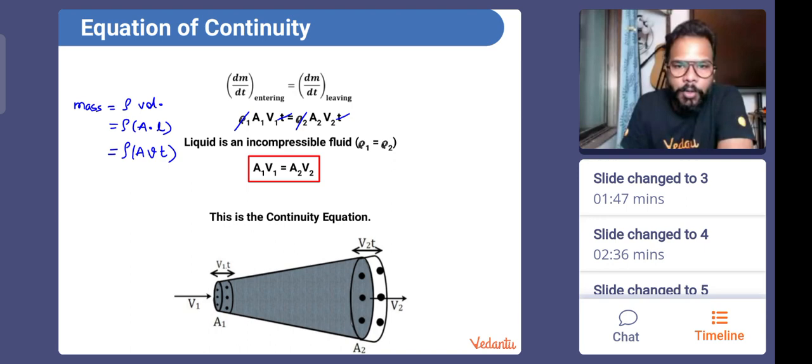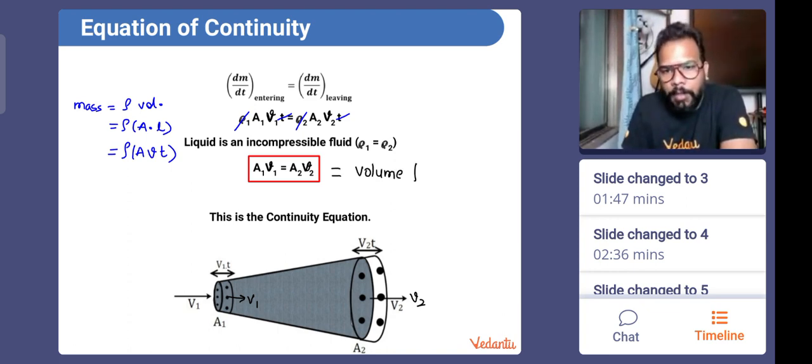I'm talking about the same time in which the liquid is entering and the amount of liquid which is going to come out. So t also gets cancelled. What you're left with is A1 V1 equal to A2 V2, where v is the velocity. This is small v, not the volume. Remember that. V1 and V2 are the velocities with which your liquid is entering and exiting. So A1 V1 equal to A2 V2.